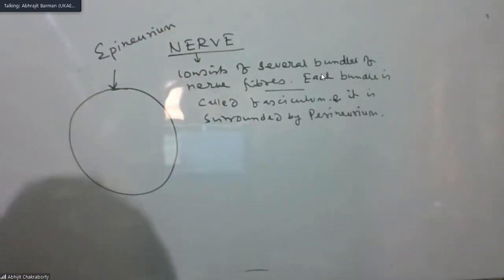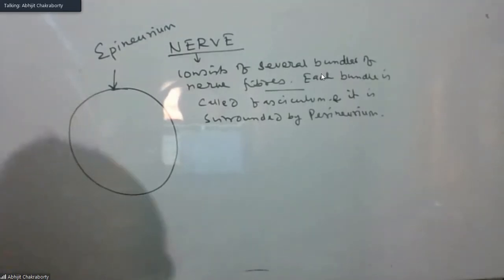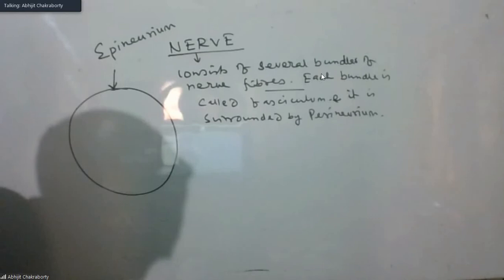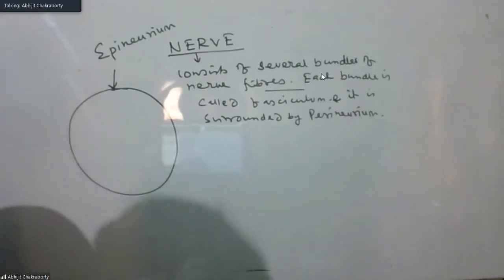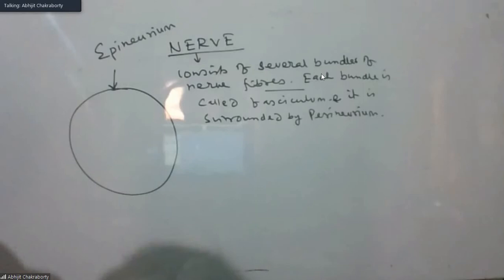Sir, each bundle is called... what did you write? Fasciculum. Okay, sir. This is the epineurium.